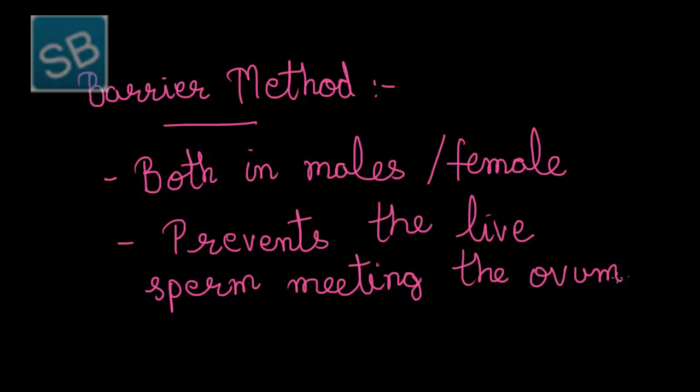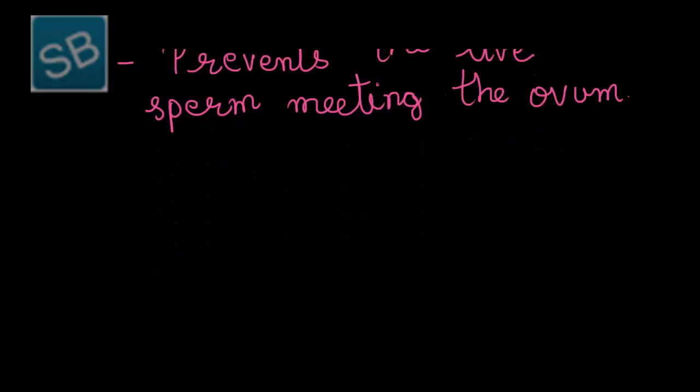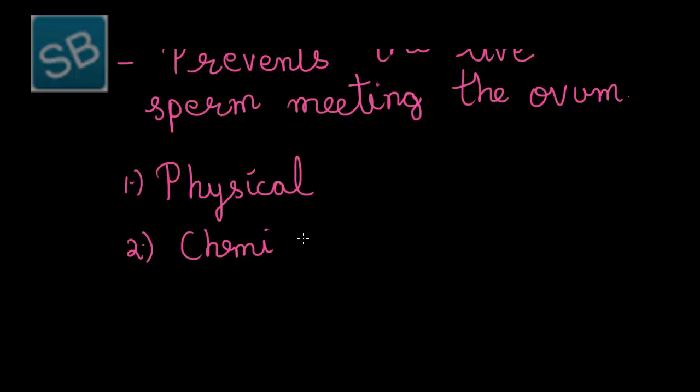Such barrier methods have increased in popularity due to the absence of side effects and protection from sexually transmitted diseases. Barrier methods can be either physical or chemical. Let us begin with the first, that is the physical barrier method. The physical barrier method is the type in which condoms are used.